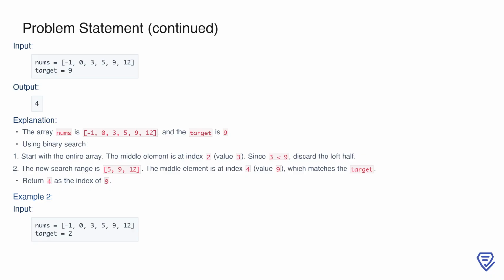The new search range is 5, 9, 12. Now, the middle element of this range is at index 4, which is 9, matching the target. Thus, we return 4, the index of the target in the array.